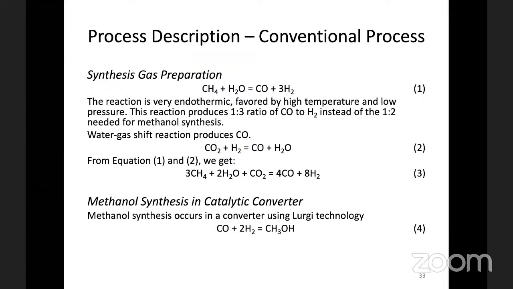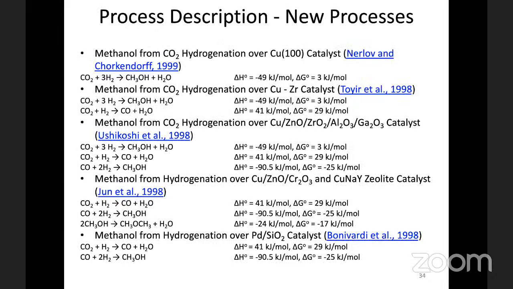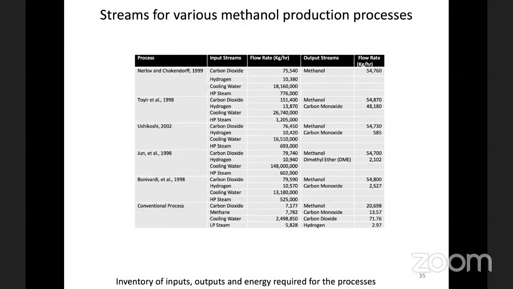The process description for the conventional process is syngas preparation, then methanol synthesis. And there are some new processes that are maybe hydrogenation processes over catalysts. And they have different raw materials, different reaction pathways, and different energy uses or energy systems. So you look at the streams for various methanol production processes. This is your life cycle inventory of inputs and outputs and energy required for the process.